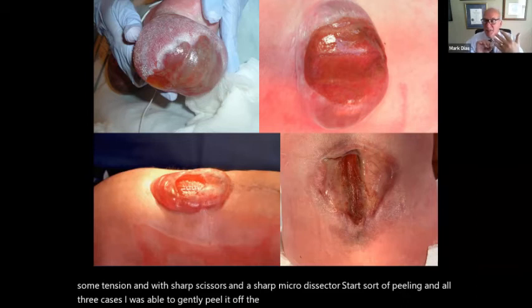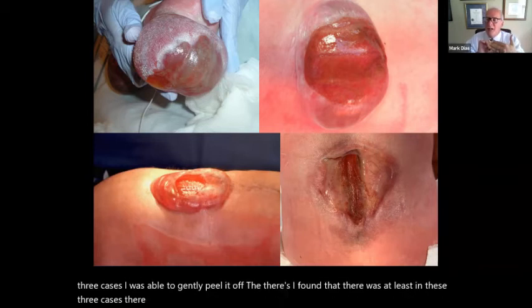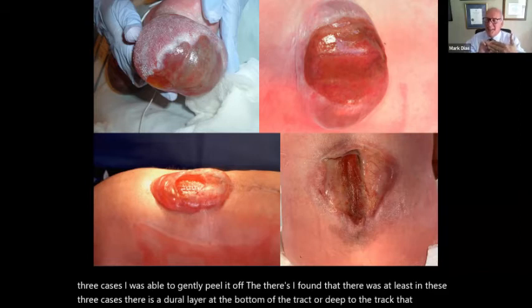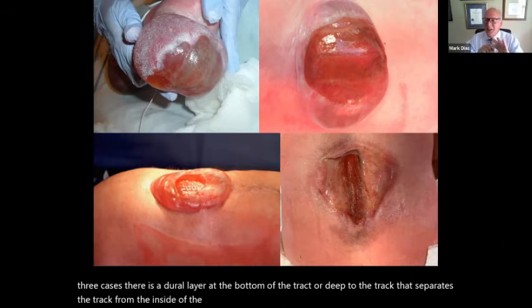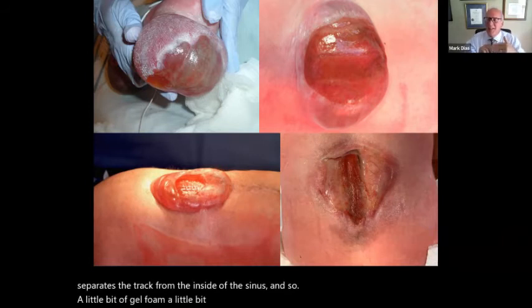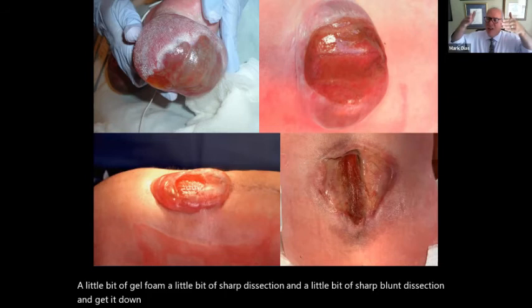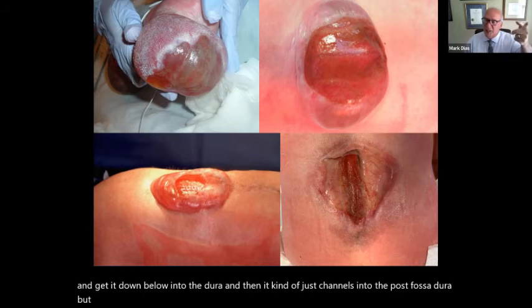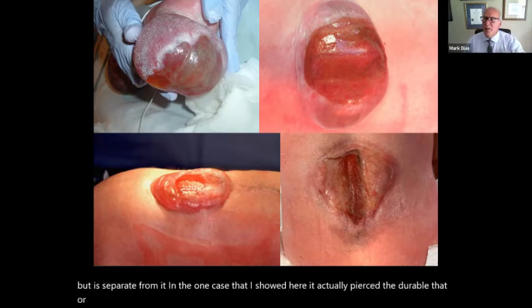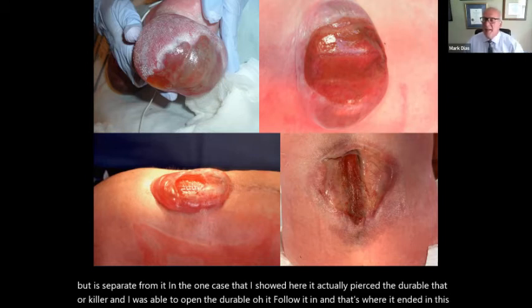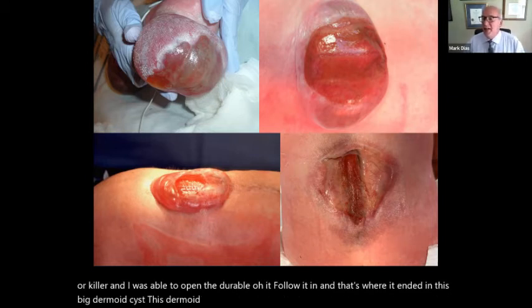At least in these three cases, there's a dural layer at the bottom of the tract, deep to the tract, that separates the tract from the inside of the sinus. So a little bit of Gelfoam, a little bit of sharp dissection and blunt dissection, and get it down below into the dura. Then it kind of just channels into the posterior fossa dura but is separate from it. In the one case that I showed here, it actually pierced the dura below the torcula, and I was able to open the dura below it and follow it in, and that's where it ended, in this big dermoid cyst, dermoid mass. But yeah, it's scary.